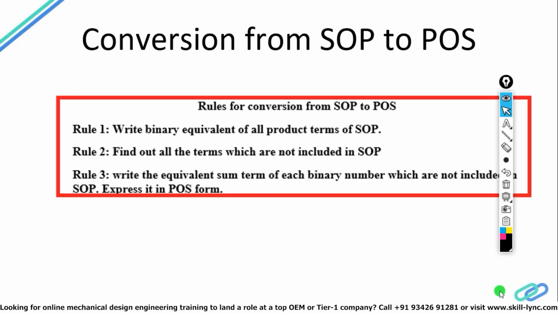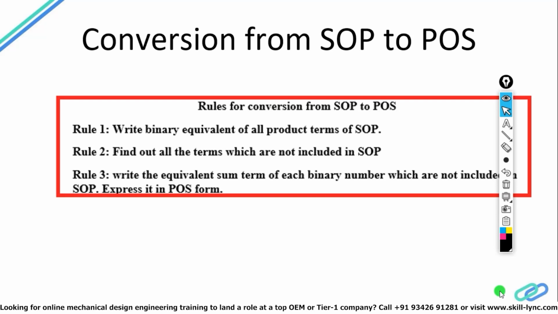The rule says that first of all, write down the binary equivalent of the min terms of SOP. We are looking at how we can convert SOP to POS, which means the very first rule is to identify the min terms and write the value of min terms in binary format. Then try to identify those missing terms which are not in the SOP but in the list of possible combinations. For example, you have a 3 variable function. 3 variable function means 2 to the power 3 equal to 8 possible combinations.